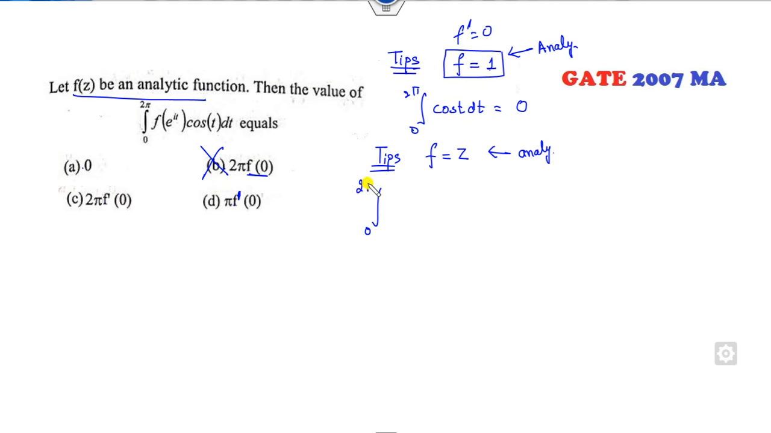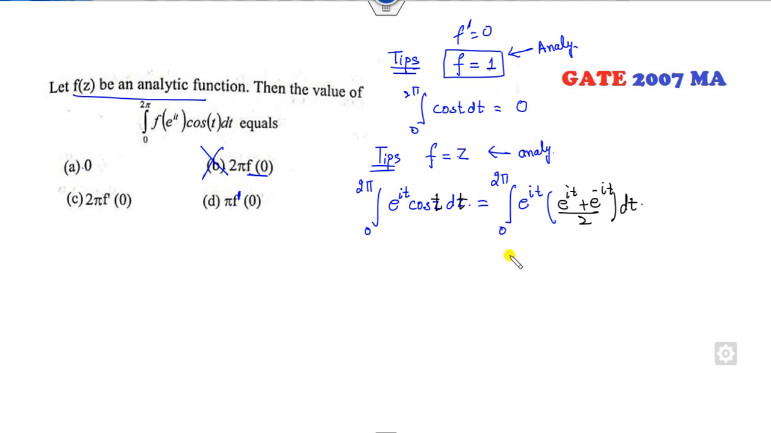The integral from 0 to 2 pi of e raised to the power iota t, where f(z) is z, times cos t. Fine. So how can you integrate this? It is a 2 pi. I can integrate. What is the cos t? I can write it as e raised to power iota t plus e raised to power minus iota t, over 2, into e raised to power iota t.